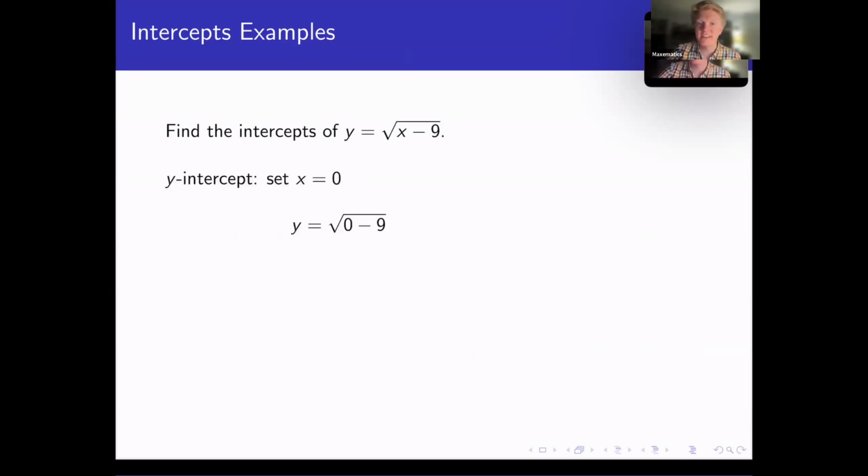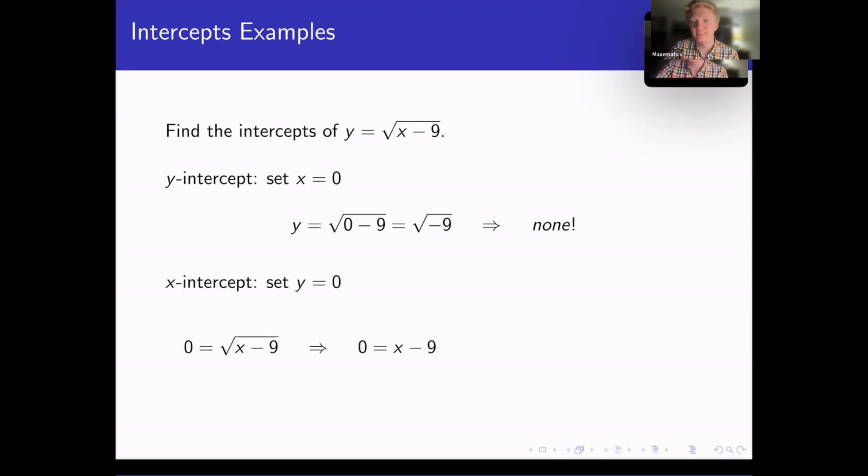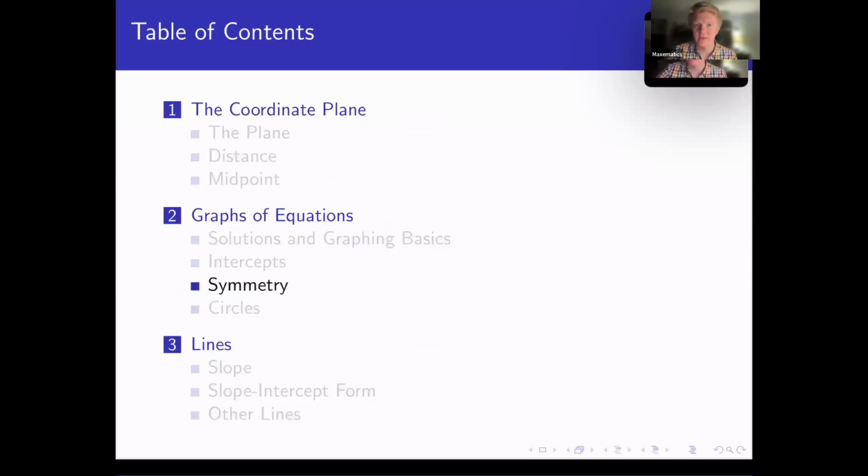0 minus 9 is negative 9, and we can't take the square root of negative 9. So same thing here, there just is no y-intercept. That's totally fine. X-intercept, however, let's set y equal to 0. Let's square both sides. Let's add 9 to both sides. So we get (9, 0) as our x-intercept. So like I said, there's not necessarily a rhyme or reason as to when we get x-intercepts versus y-intercepts, and that's totally okay.